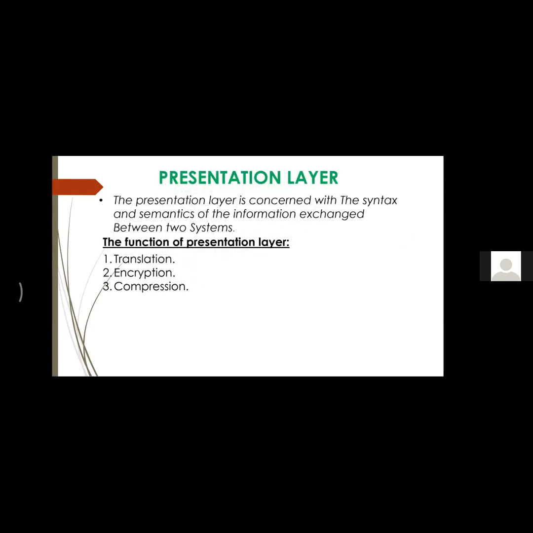Presentation layer. Presentation layer is concerned with the syntax and semantics of the information exchanged between two systems. The function of presentation layer is translation, encryption, compression.